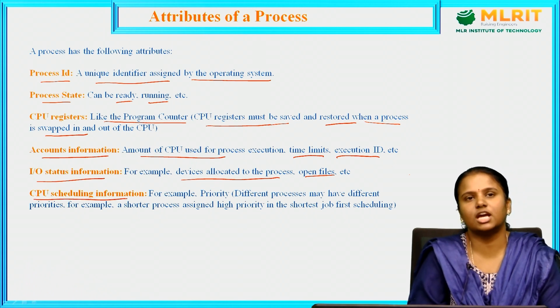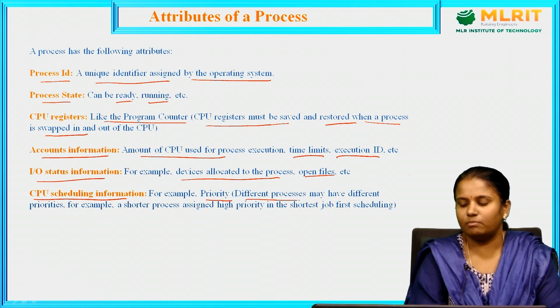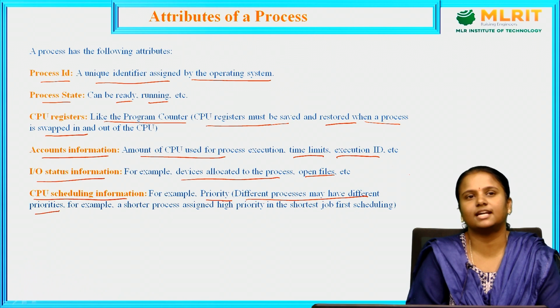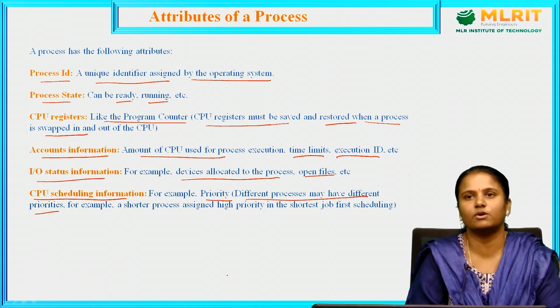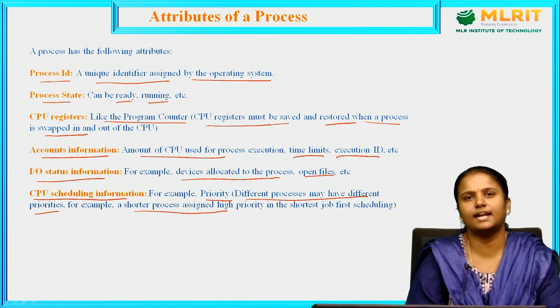Next, CPU scheduling information. For example, priority: different processes may have different priorities. So each process has its own priority. Based on those priorities, we schedule using scheduling algorithms. That is CPU scheduling. For example, a shorter process is assigned a high priority.